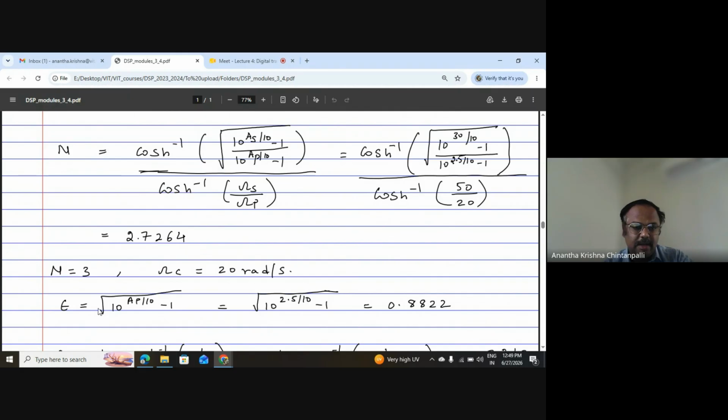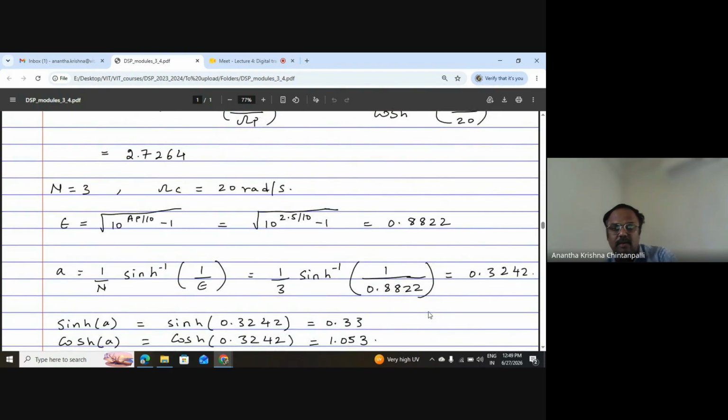So epsilon is given by the square root of 10 to the power of AP divided by 10, minus 1. I just substitute the values, I get 0.8822, and then I get the value of A. It's given in the formula. The formula associated with the Chebyshev is a little denser than the formula involved in Butterworth. So you compute the value of A, which is 1 over n times the inverse hyperbolic sine of 1 over epsilon. So this is 1 over 3 times the epsilon value, and this is 0.3242.